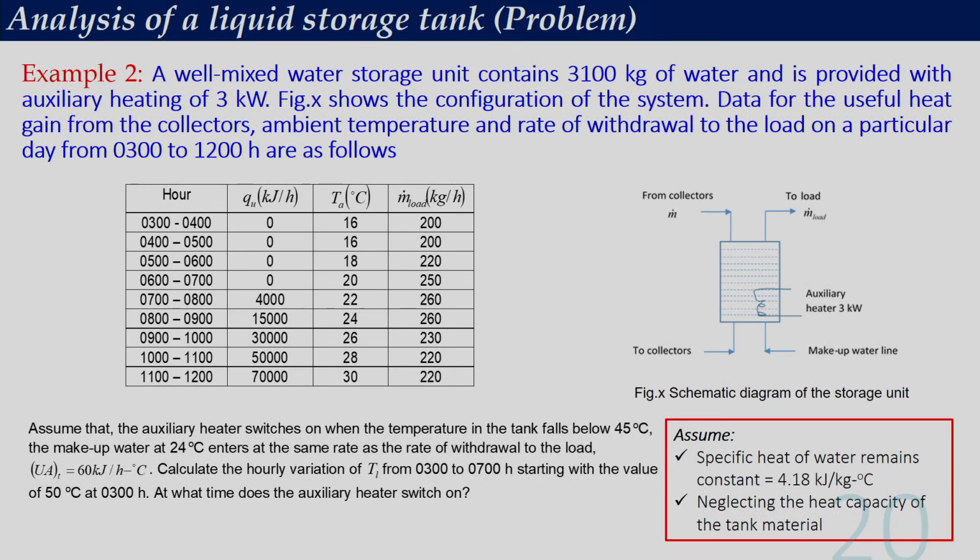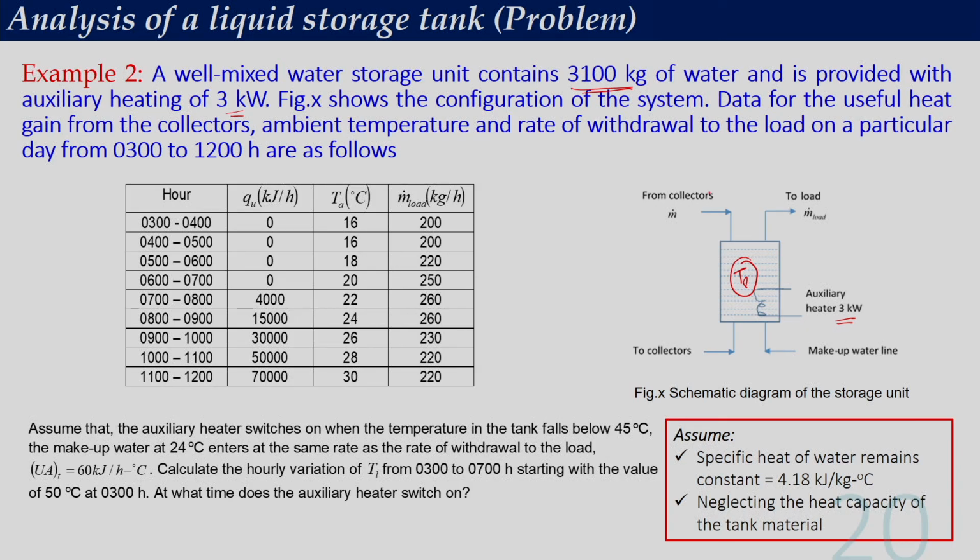So, this problem goes something like this: a well mixed water storage unit, where T_L is constant for 1 hour duration, contains about 3100 kg of water and is provided with auxiliary heating of 3 kilowatt. So, this 3 kilowatt auxiliary heating is given here. Figure X shows the configuration of the system.